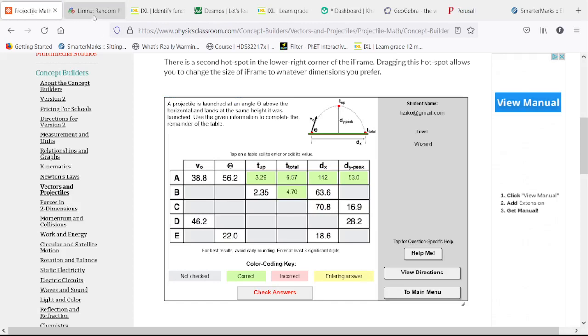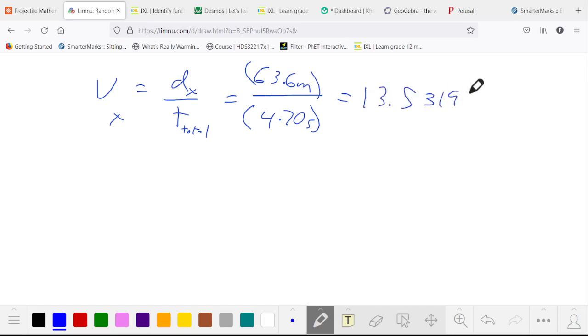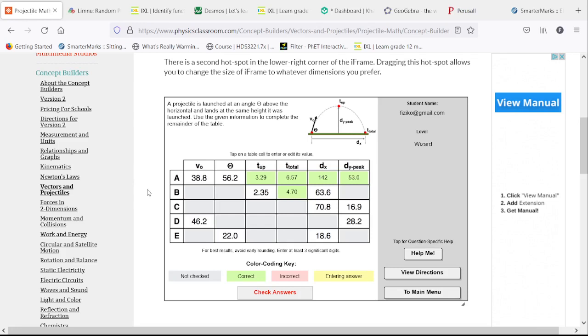In this case, that is 63.6 meters. I have to put brackets around all my substitutions. Divided by 4.70 seconds, which gives us 13.5319149 meters per second. Now, Vx is not one of the pieces of information in the table.